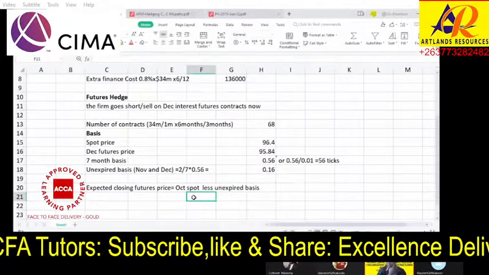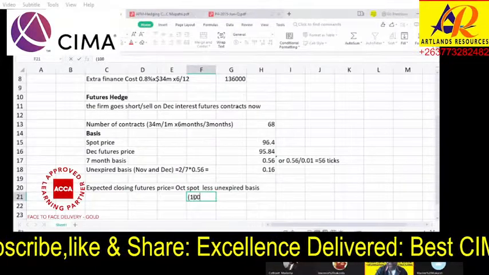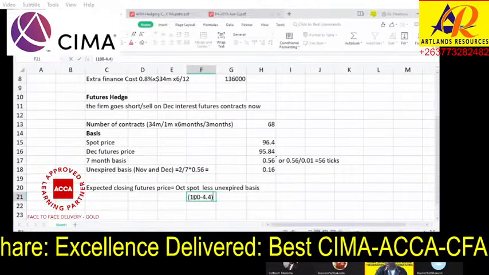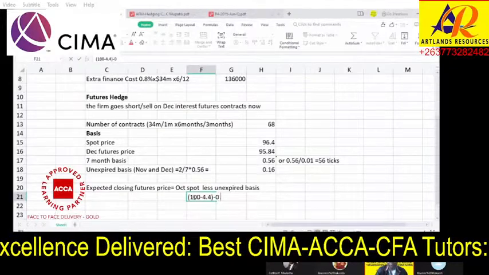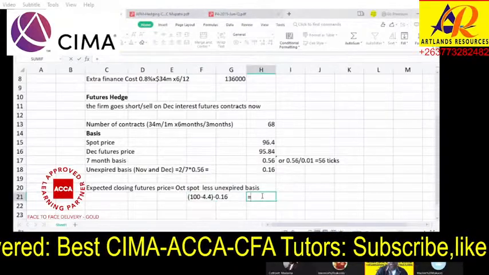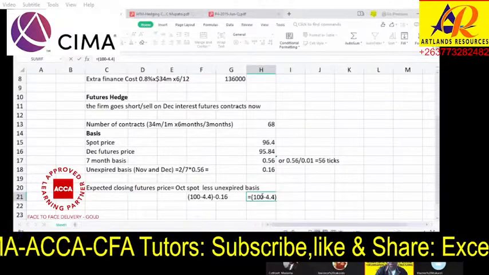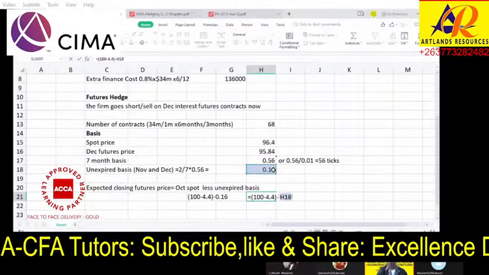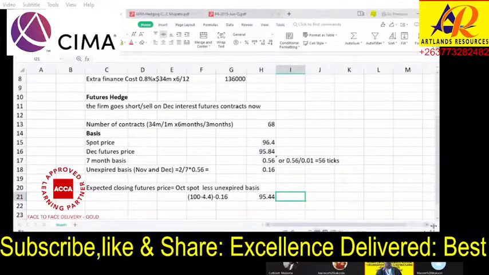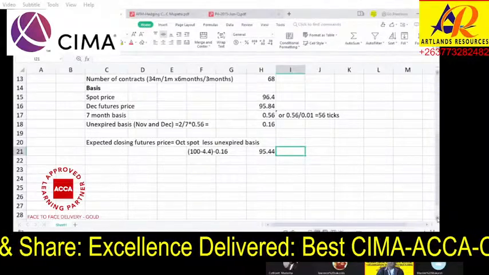So in futures notation, you don't write it as 4.4. You say 100 minus 4.4. That's October spot, and then minus 0.16, which is an expired basis. So you say equals open bracket 100 minus 4.4 close bracket minus an expired basis. So the closing futures price is 95.44. That's the closing futures price.